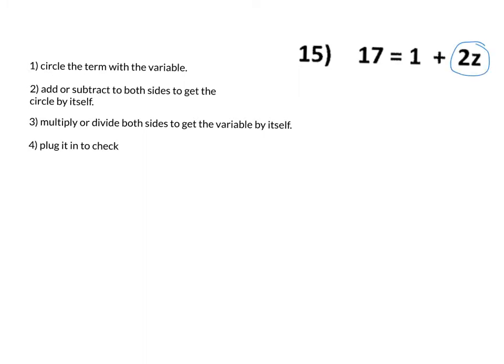15, I'm going to circle my term with the variable. Then I need to get rid of positive 1. The inverse of positive 1 is minus 1. I'm going to do that to both sides. I get 16 is equal to 2z.